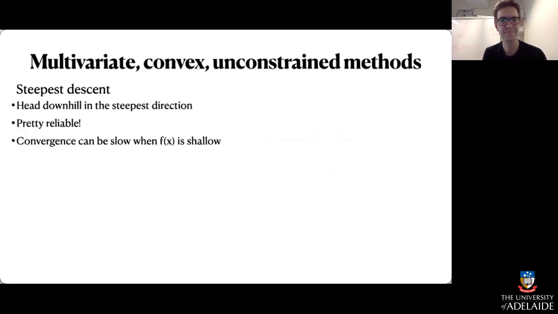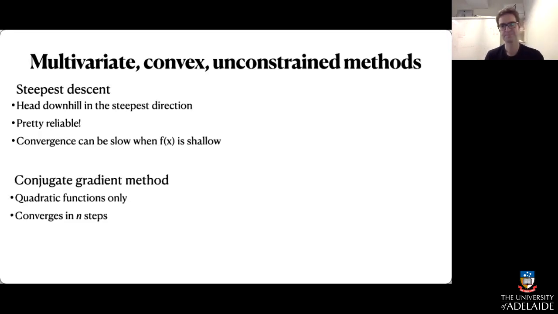Next chapter, chapter 3, we talked about unconstrained methods. So our steepest descent method was a very simple idea. You head downhill in the steepest direction. We could do some examples of that. It's a reliable method, but the problem is that the convergence can be slow when the function is not very steep. So to get around that, there was the conjugate gradient method.